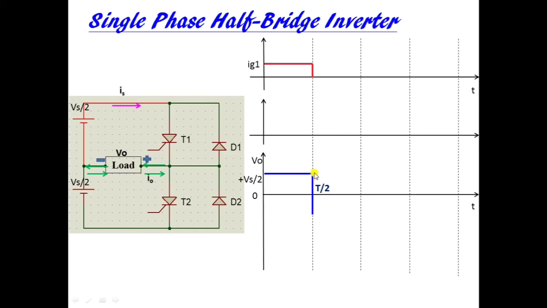After this, thyristor T2 is turned on. Let's see how the gate trigger pulse of T2 looks. This is Ig2 with respect to time. During this time period it is 0, and during this time period there is a gate trigger pulse given at thyristor T2. So thyristor T2 is turned on for the time period T by 2 till T. This will have a voltage V0 as minus Vs by 2.